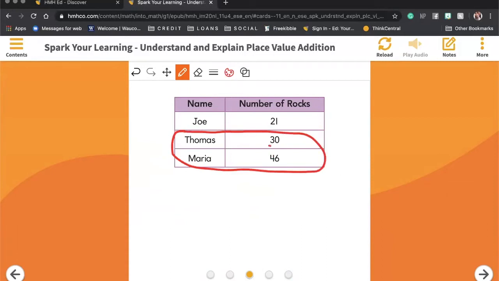Let's look at our tens place. We have a 3 and a 4. I know that 3 plus 4 gives me 7. So since it's a group of 10, he would have 70. But we also have some ones. Maria has 6 ones. Thomas has 0. 0 plus 6 gives me 6. So altogether, Thomas and Maria have 76 rocks.